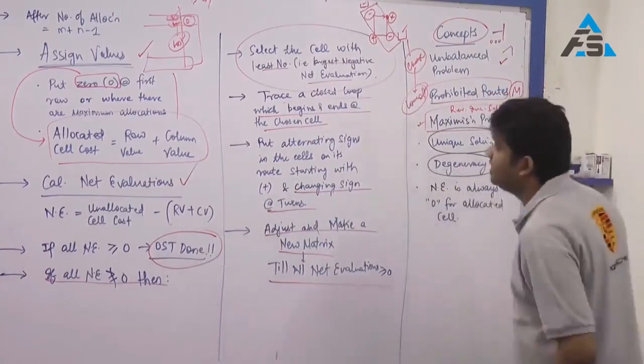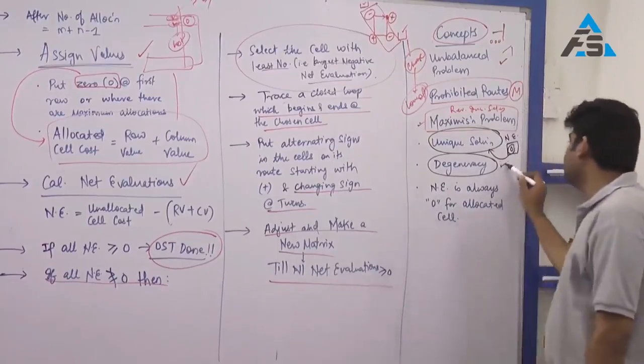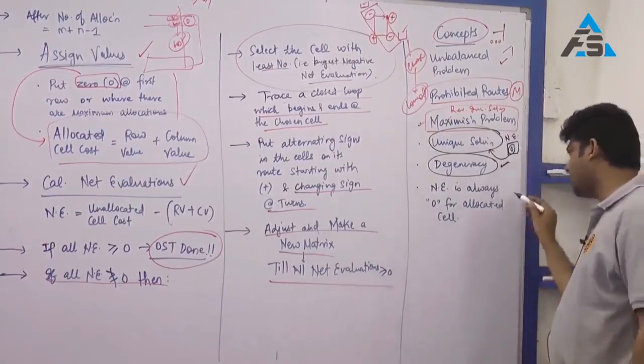Then comes degeneracy. We've already tackled it, where the number of allocations is not equal to m plus n minus 1. We will say it is degenerate, and we will try to equalize that.